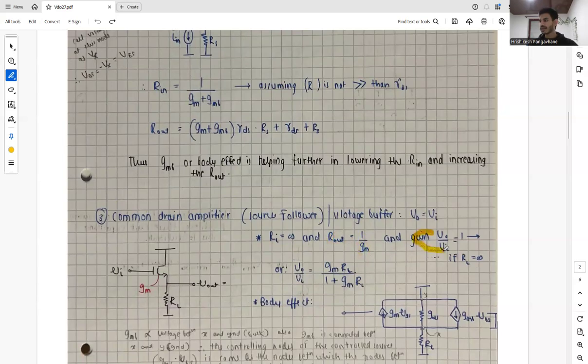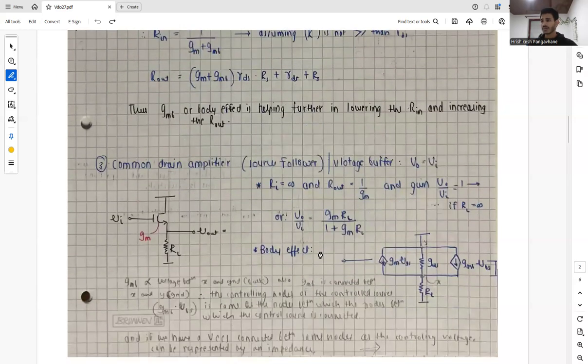And the gain, V naught by Vi, we say is 1, but the condition is on RL. So this RL, the output load, should be infinity, but ideally that's not possible. So our gain comes out to be Gm RL divided by 1 plus Gm RL.